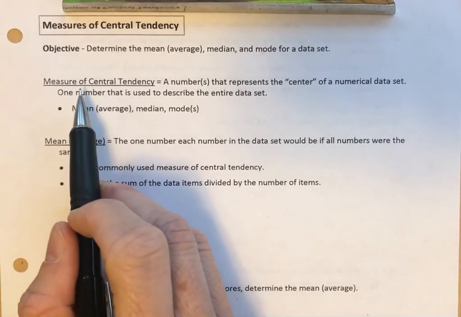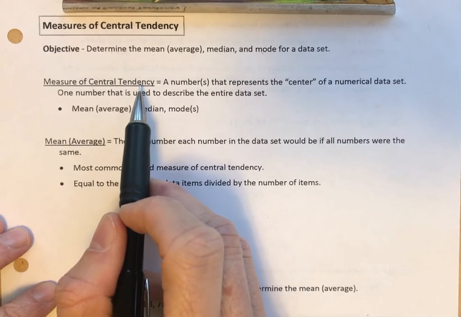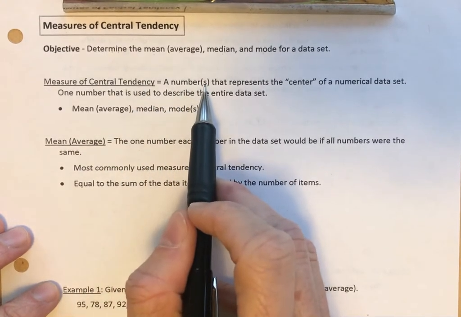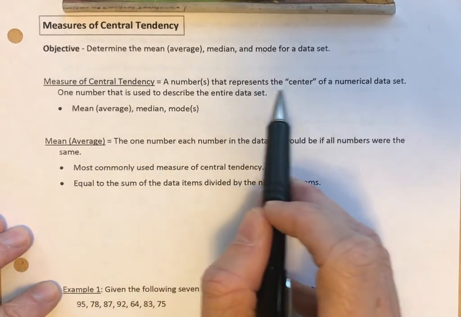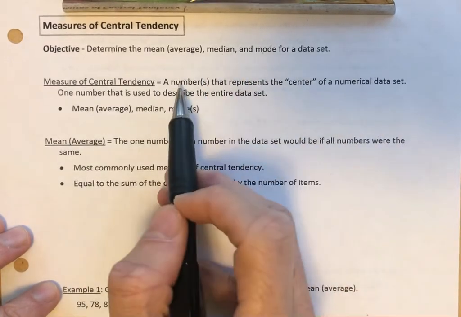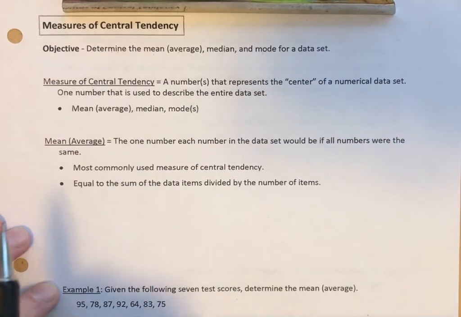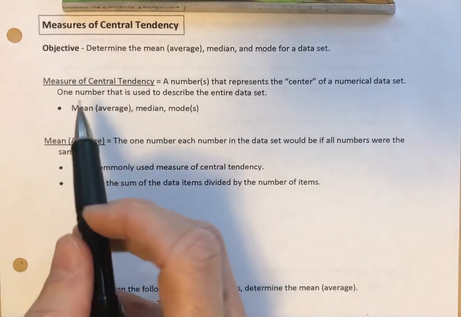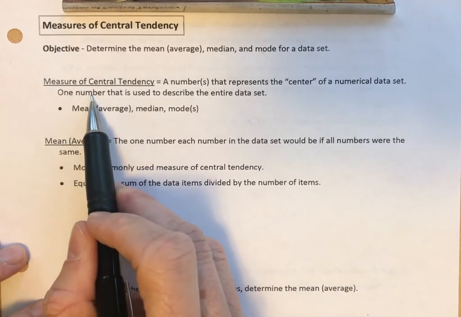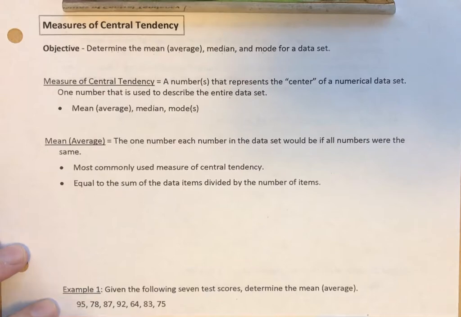Let's start off with defining what a measure of central tendency is. It's a number or numbers that represents the center of a numerical data set. Numbers here refer because you can have more than one mode, which we'll see shortly. It's one number that is used to describe the entire data set.